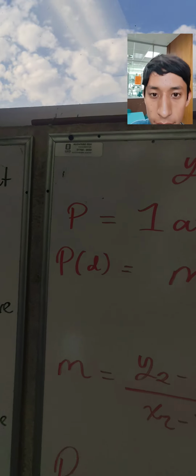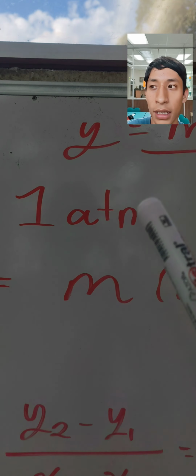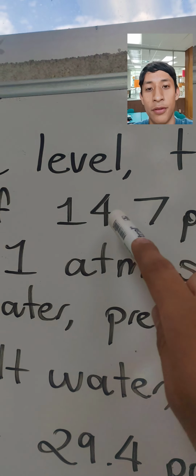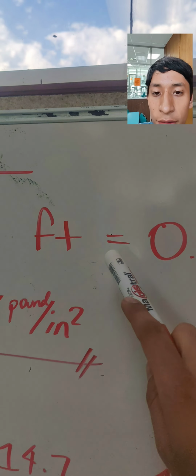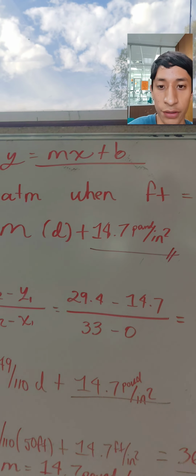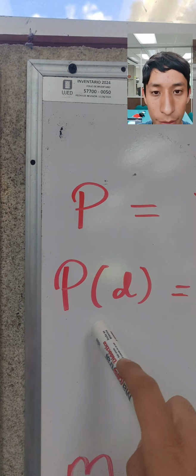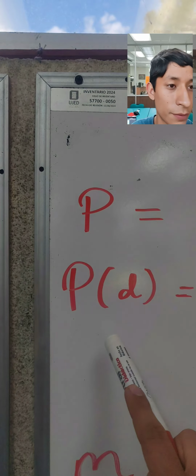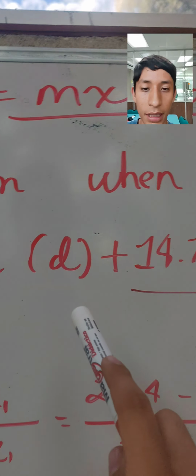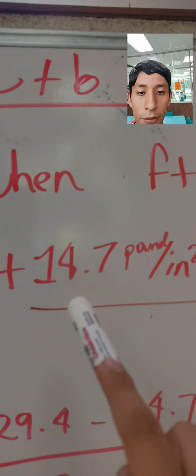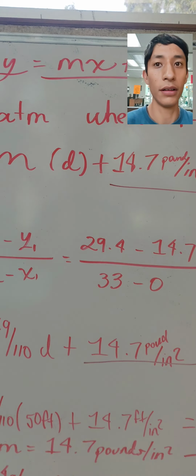So the problem states that the pressure is equal to 1 atmosphere, or 14.7 pounds, when we are at sea level. So the depth in feet is equal to 0. So we can start stating that our problem is going to be solved in this form: P of D is equal to M times D plus 14.7 pounds per square inch.